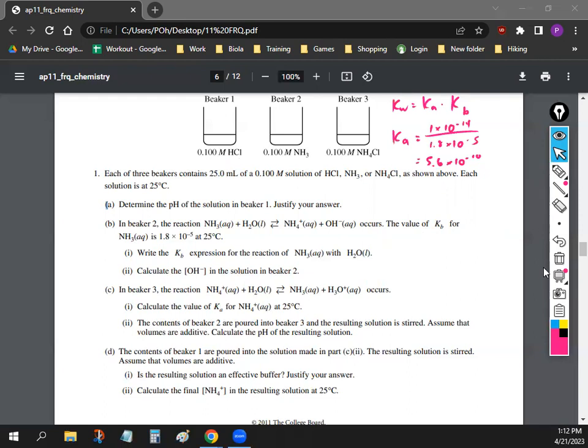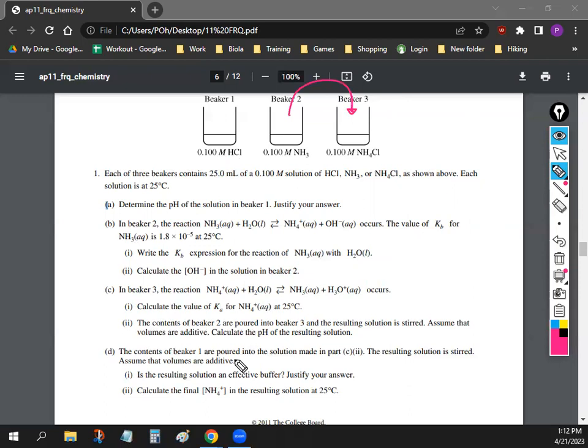Now, this is where I think the problem starts getting a little bit trickier. It says the contents of beaker 2 are poured into beaker 3. So we're taking this and adding it into here, and then the solution is stirred. We're going to assume the volumes are additive, and we're going to find the pH of the resulting solution.